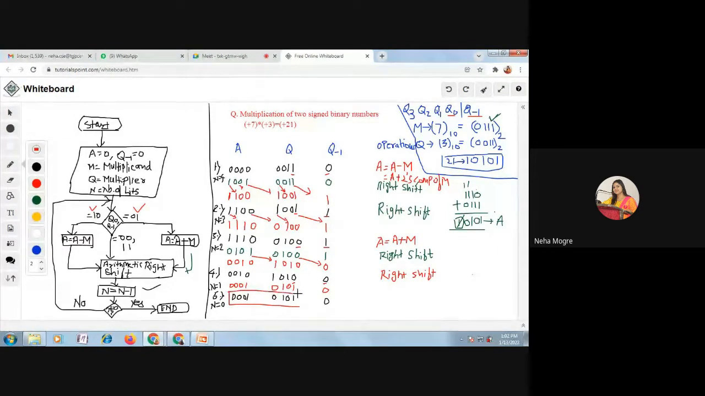Okay, see, what is the answer? If I write here the same result, it is 4 bits 0001. That is A, and Q is 0101. So it is 0001 0101. Can you see this 10101?